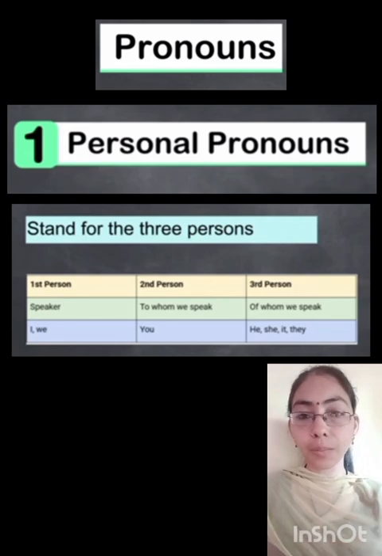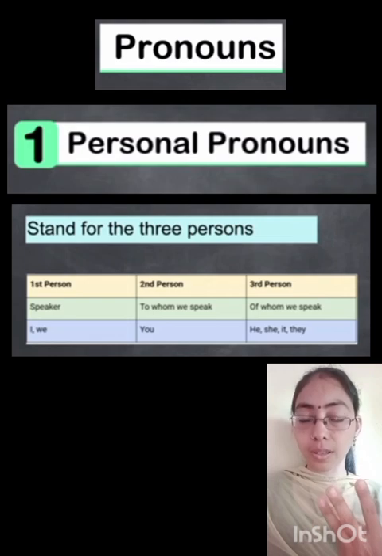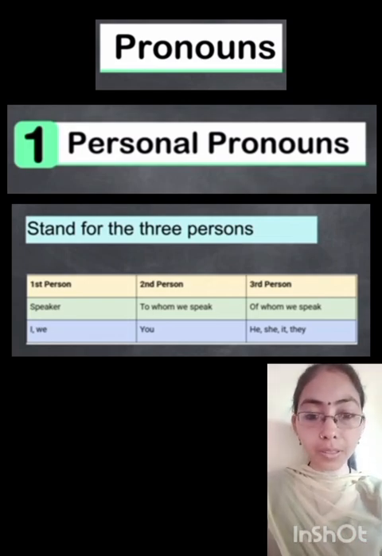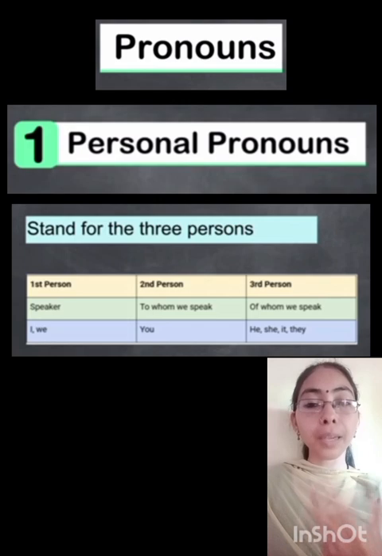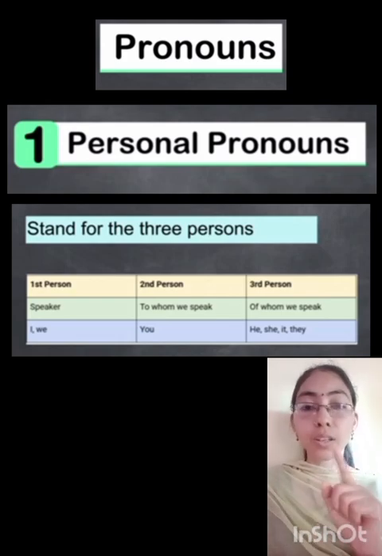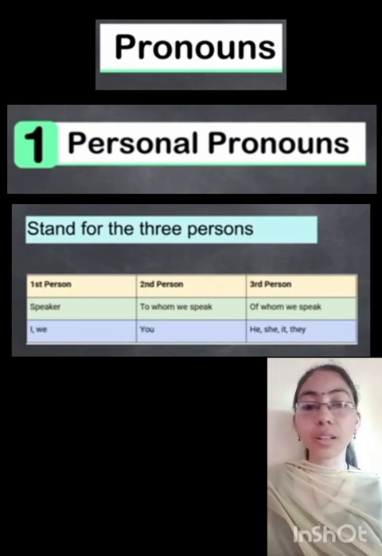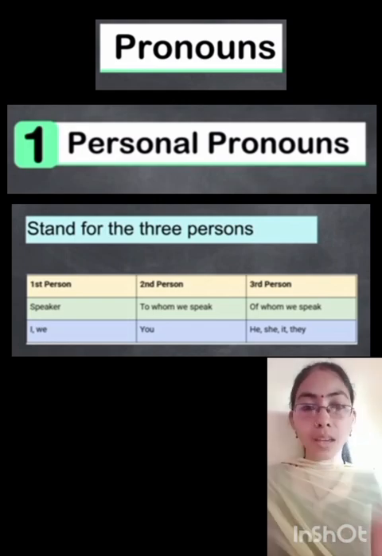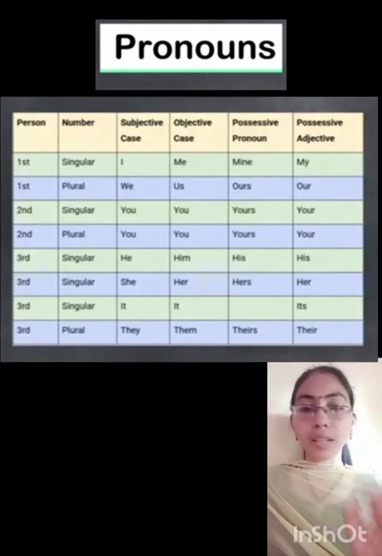These are called personal pronouns because they stand for 3 different persons: first person, second person, and third person. The person speaking, that's the first person, where I and we are used, and the person spoken to, the second person, you, and the third person, the person spoken of, he, she, it, and they. Look at these in detail.